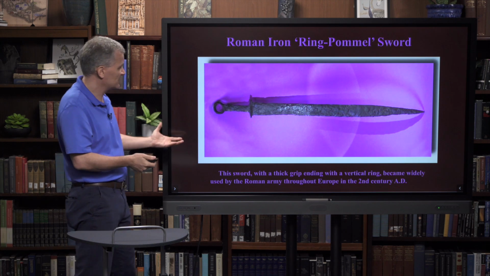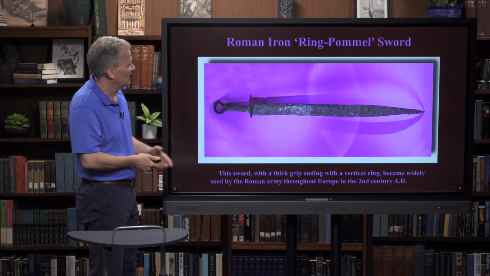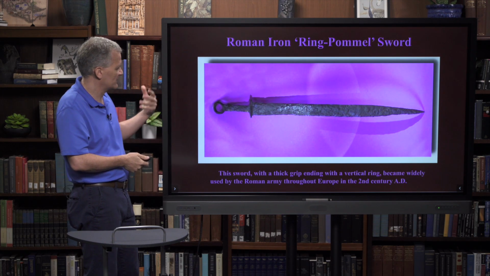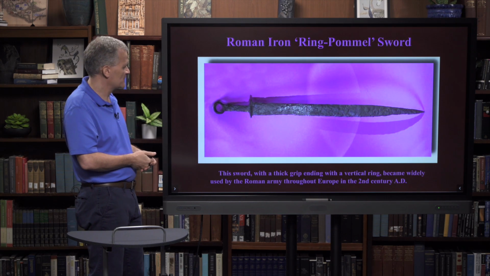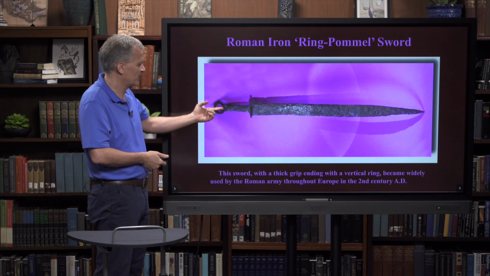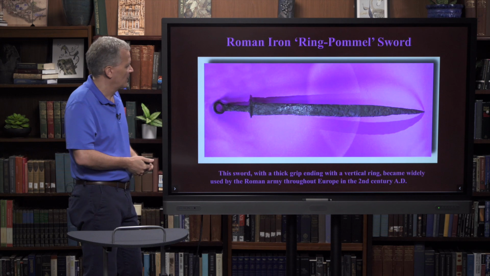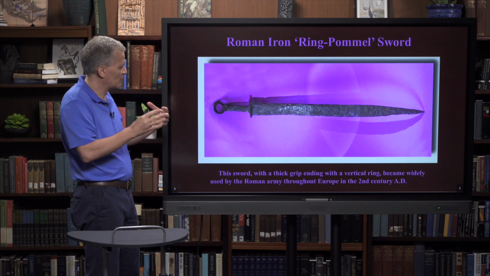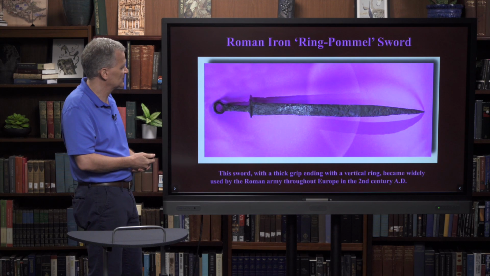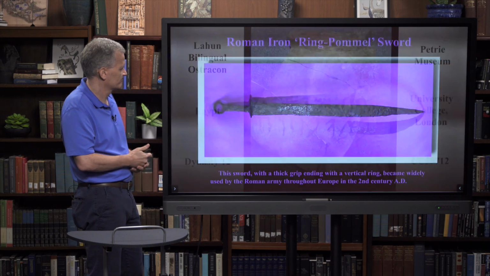We also have weapons that are found, such as this ring pommel sword from the Roman era that's made of iron. And so this is a New Testament era artifact. And this sword can help us understand what was going on between the Romans and, in this case, the people who lived in the Holy Land.